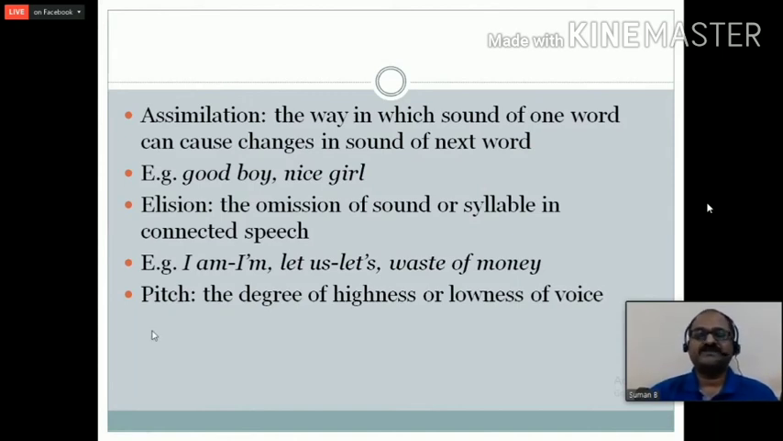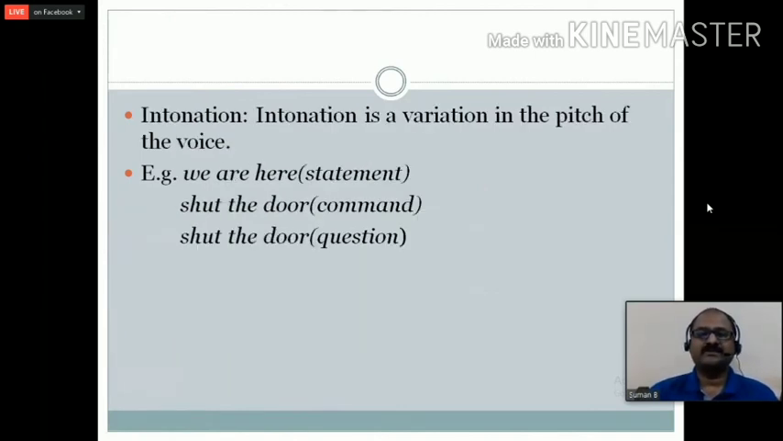Next, pitch. Pitch refers to the degree of highness or lowness in a voice. So all these aspects make spoken English different.